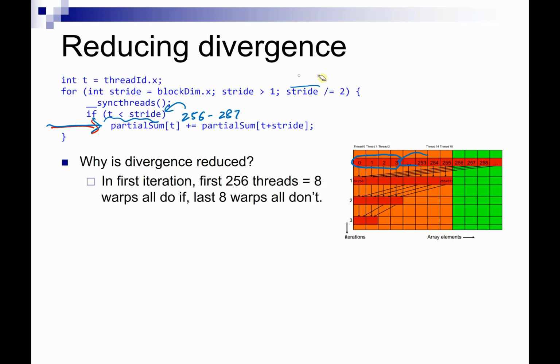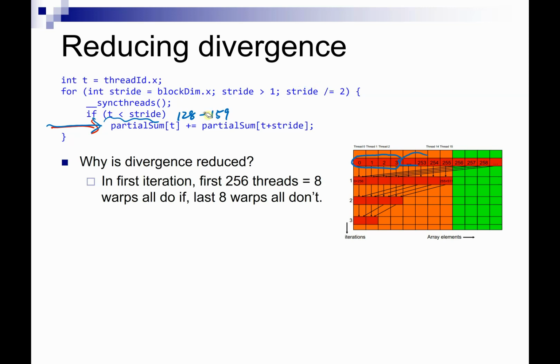Now in the second iteration, what's going to happen? The stride is going to become 128. So you can check again that, for example, threads 0 to 31 are all less than 128. No divergence. Threads 32 up to 63, they're all less than 128. No divergence. Threads 128 through 159, they're all larger than stride, so no divergence.